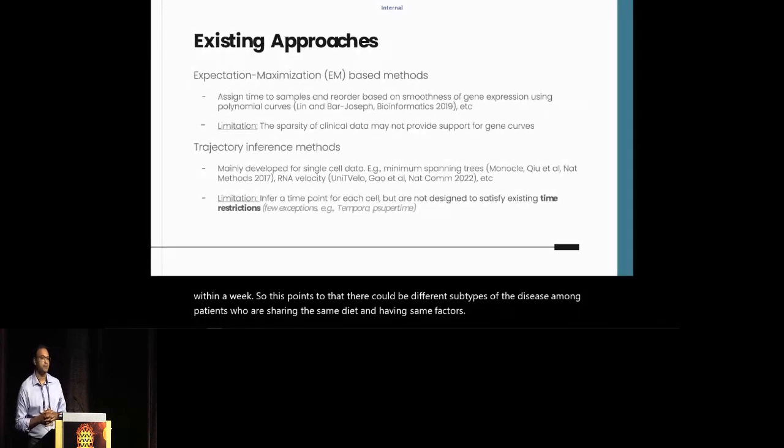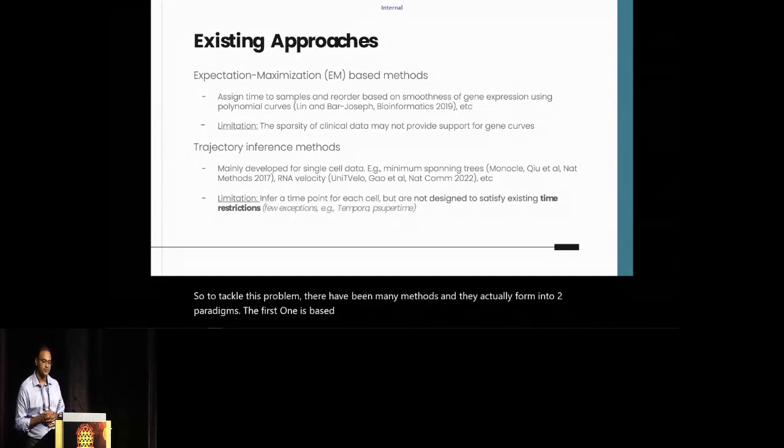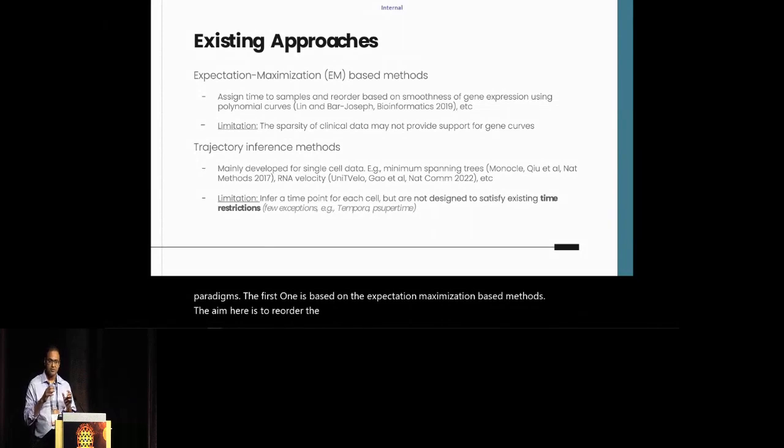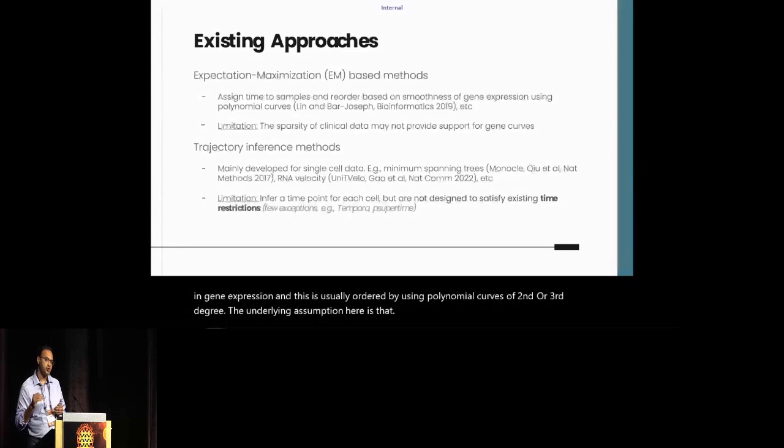So to tackle this problem, there have been many methods, and they actually fall into two paradigms. The first one is based on the expectation maximization-based methods. The aim here is to reorder the samples so that there are smooth changes in gene expression. And this is usually ordered by using polynomial curves of second or third degree. The underlying assumption here is that there are smooth gene expression changes with respect to disease progression or with treatment response. And the aim is to reorder the samples so that we get smooth gene expression.